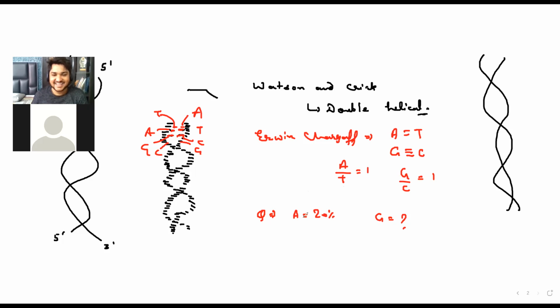Adenine and thymine are equal, right? So if A is 20, then T has to be 20. Then 100 minus 40 is 60, and 60 divided by 2 is 30. Yes, completely right. So 40 is A and T, and everything left is G and C only, so you divide 60 by 2, giving 30 each.